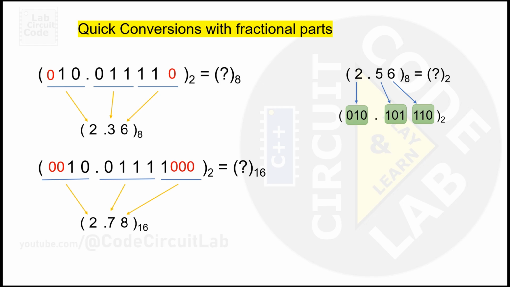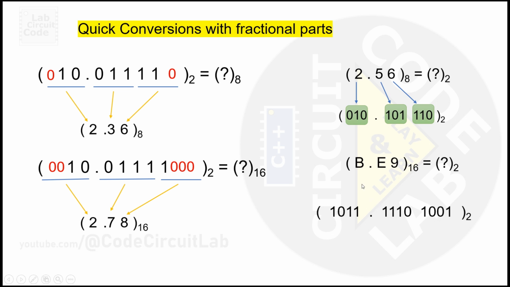Now let's see another example, this time with hexadecimal. B.E9 in hexadecimal needs to be converted into binary. Our number in binary would be 1011.1110.1001. B makes 1011, and then there is the point, and then we have E, which is 1110, and we have a 9, which is 1001.